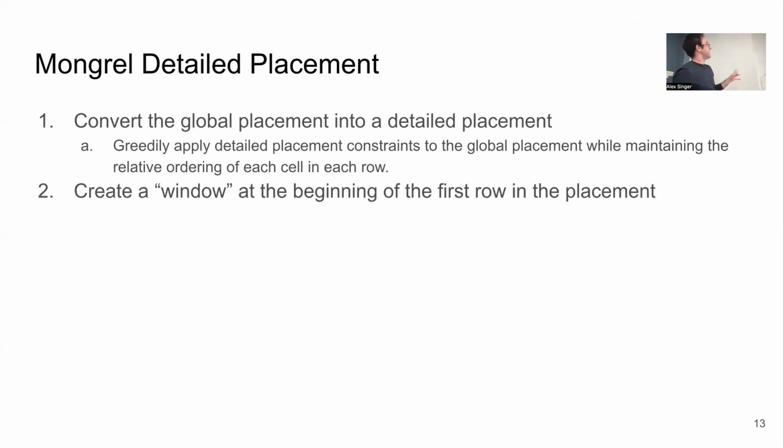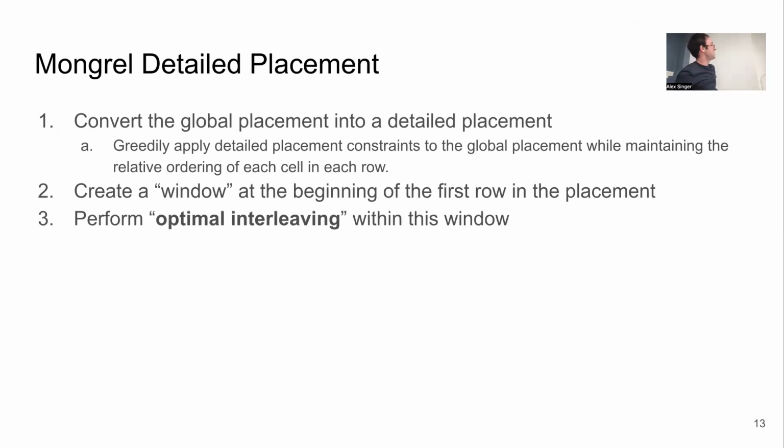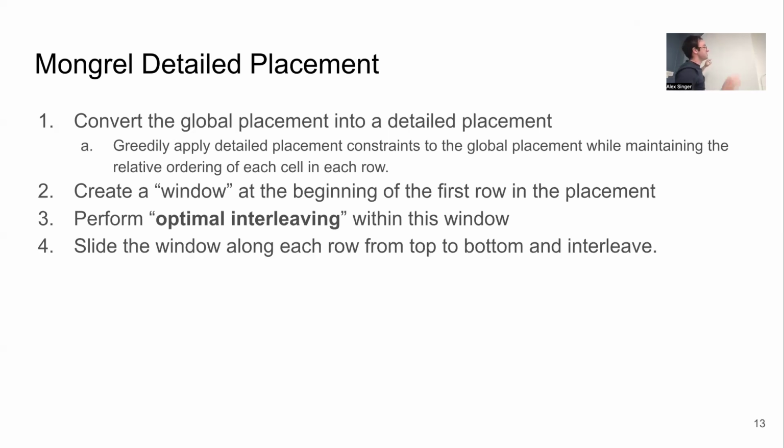And the next step for the detailed placement, and this is going to get fun, they create a window at the beginning of the first row in the placement. This window is approximately 2 bins. What we're going to do is perform optimal interleaving. That means, and I'll explain the algorithm in detail, they're going to take the blocks in here and interleave them to try and optimize them further. They then slide the window along each row from top to bottom. It's very similar to the FM partitioning we saw before, and they do this optimal interleaving.